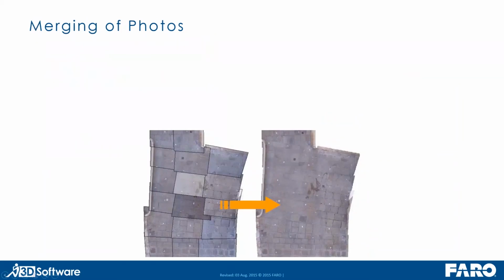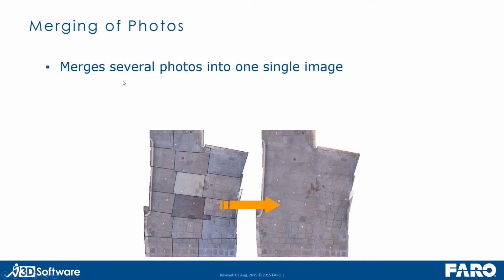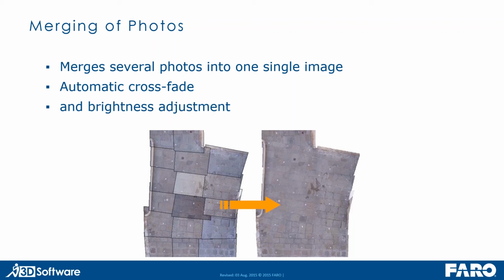Then you can merge photographs into a complete larger image mosaic to get one single image and make it look much nicer than this patchwork of smaller images. Photoplan does provide an automatic crossfade option as well as brightness adjustment, and you can see how it works here. And let me just briefly demonstrate this as well.